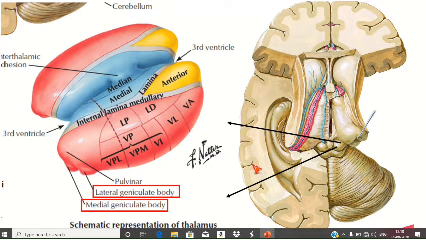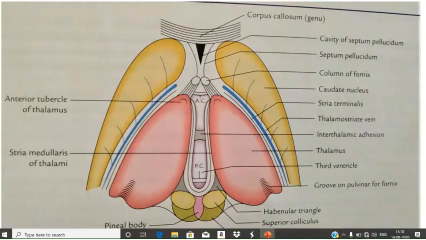And coming to the posterior end, you can see the posterior end. It is known as the pulvinar. Remember the term: the posterior end of the thalamus is called the pulvinar. It is broad and projects backwards and laterally, as I have shown you in the picture. So here you can see the posterior ends, called the pulvinar. They are away from each other, projecting backwards and laterally, beyond the third ventricle.